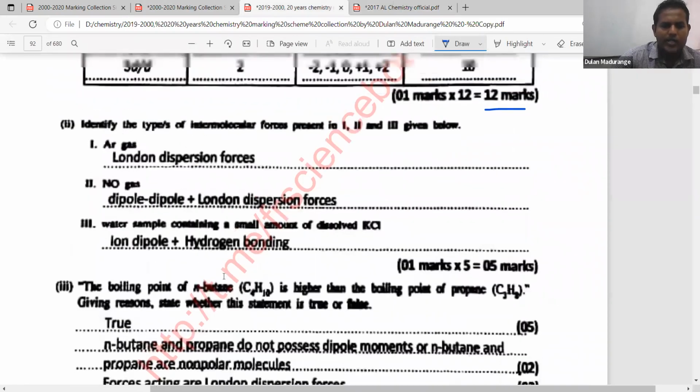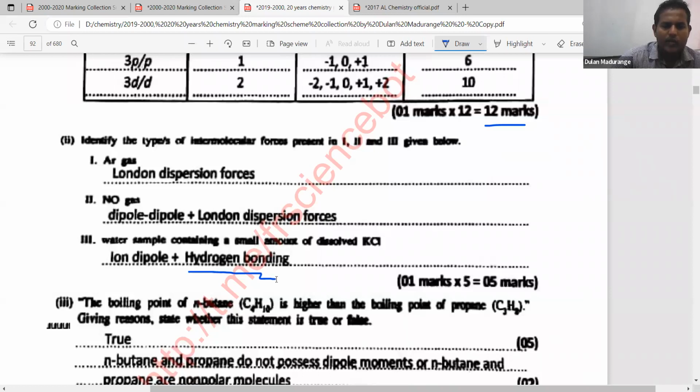So here you can mention hydrogen bonding also apart from ion dipole interactions, because in between water and water we have hydrogen bonding. So then you have to mention all the types of interactions, right? So here you get 1 mark, and here 2, 3, 4, 5 marks. How many points?